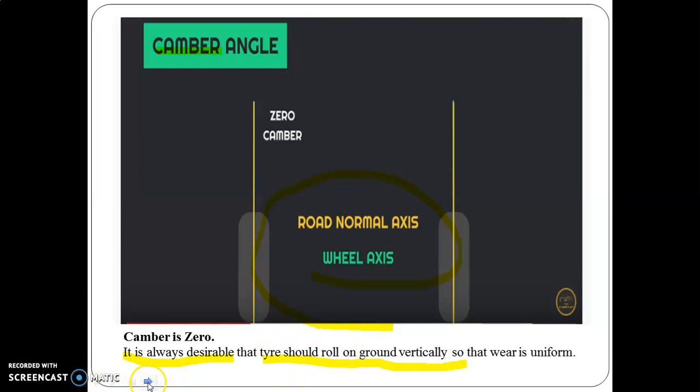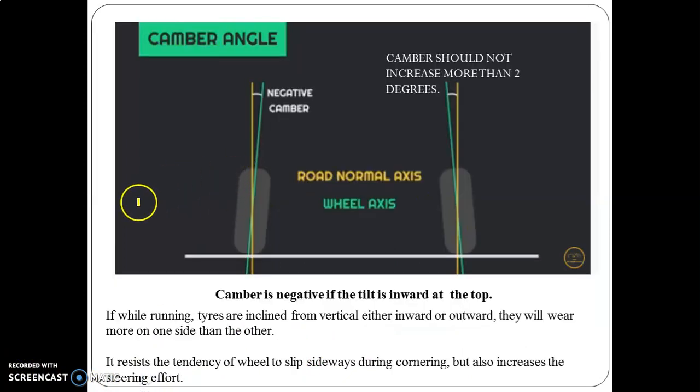In the next slide, as we have discussed positive camber, if the wheel is tilted in outward direction, but here in this position it is shown that the wheels are tilted inwards. So the angle made between the axis of the wheel as well as the vertical axis is the negative camber angle. We have already discussed camber should not increase more than 2 degrees, as the limitation is 2 to 3 degrees only. So camber is negative if the tilt is inward at the top.